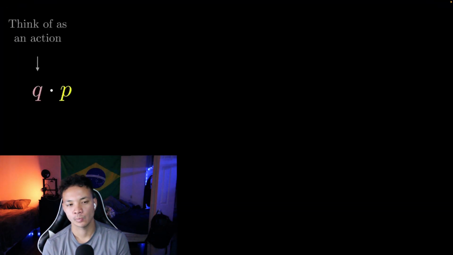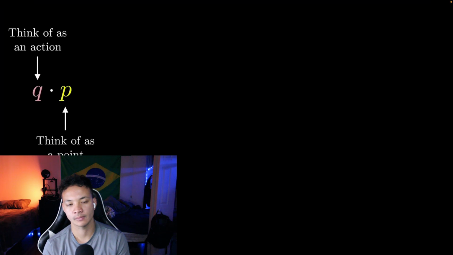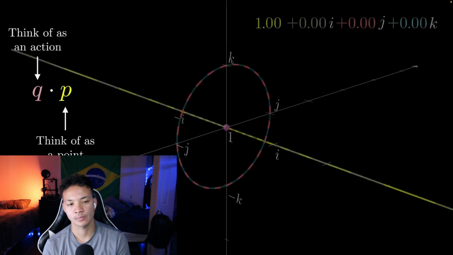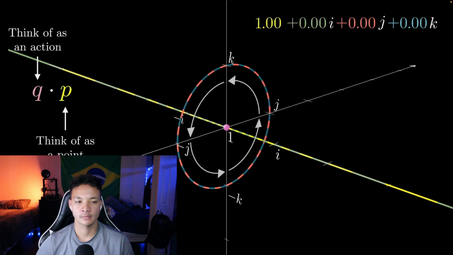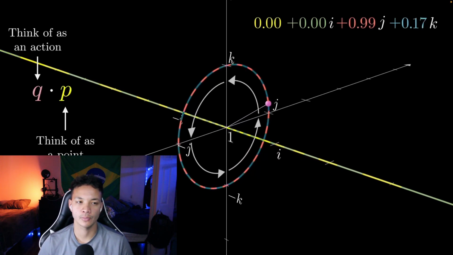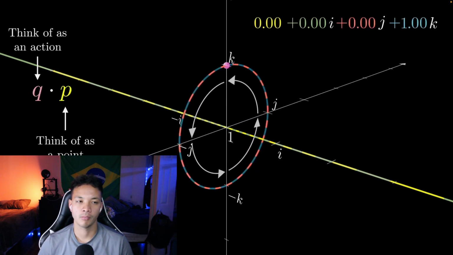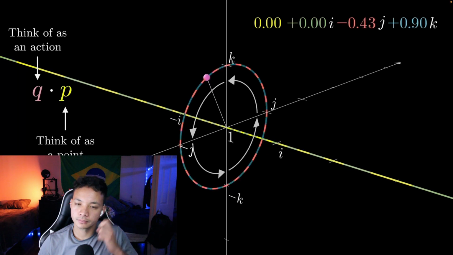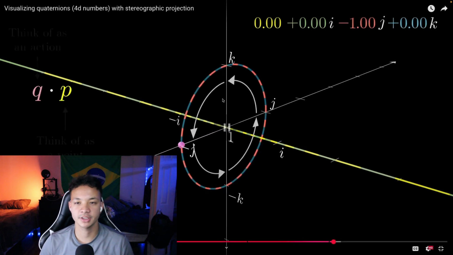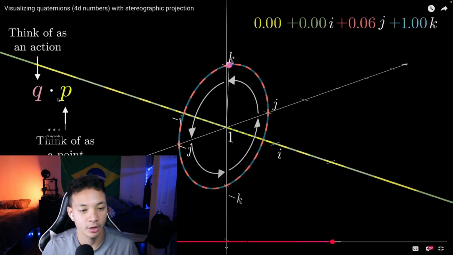Now the action of taking a unit quaternion and multiplying it by any other quaternion from the left can be thought of in terms of 2 separate 2D rotations happening perpendicular to and in sync with each other in a way that could only ever be possible in 4 dimensions. Think of P as a point and think of Q as an action. They're both quaternions though.